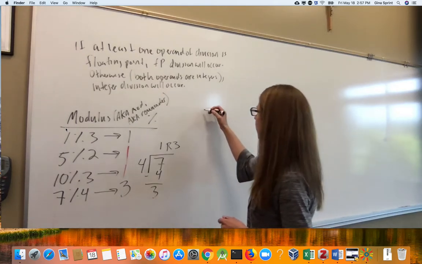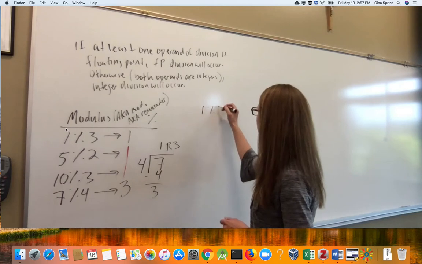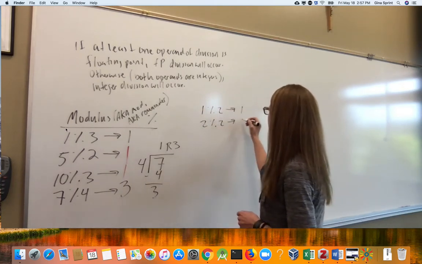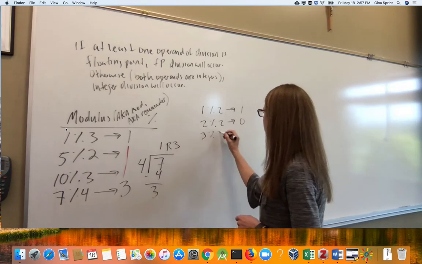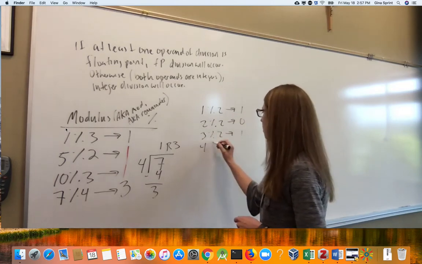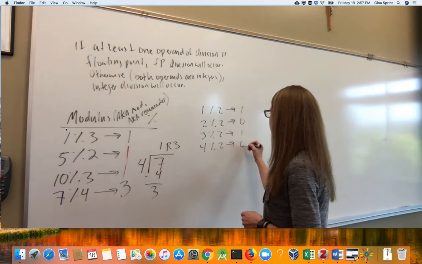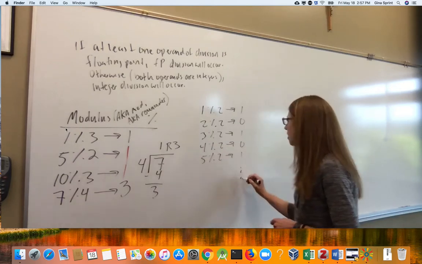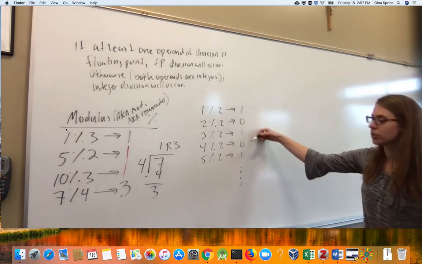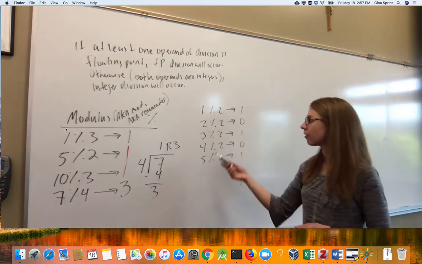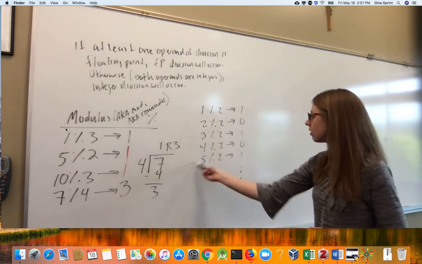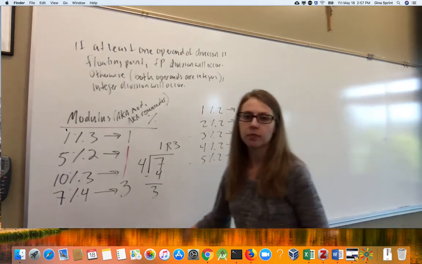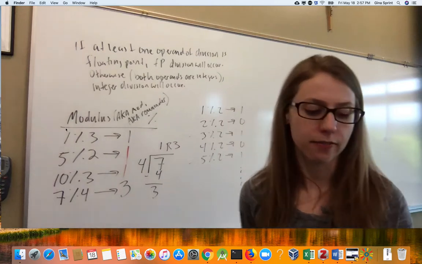So let's say we have 1 mod 2 is 1, 2 mod 2 is 0, 3 mod 2 is 1, 4 mod 2 is 0, 5 mod 2 is 1, so on and so forth. So it just keeps alternating. So every odd number, mod 2, will give you 1, telling you that it is in fact odd.